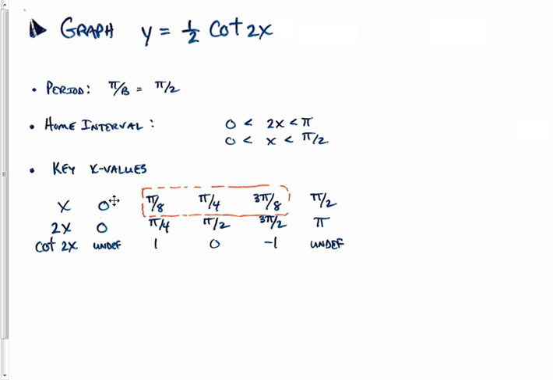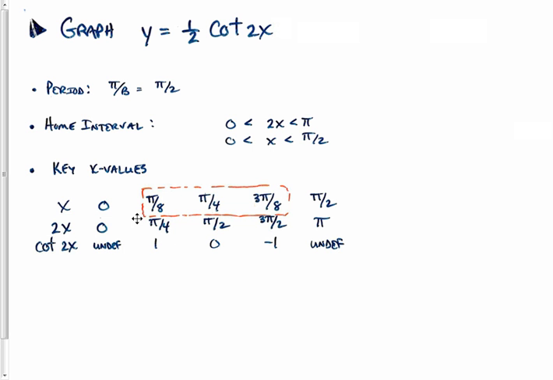So if x is 0, 2 times x is 0. If x is pi over 8, 2 times x is pi over 4. If x is pi over 4, 2 times x is pi over 2, and I've extended that all the way across, as you see. Now, the cotangent of 2x, the cotangent of 0 is undefined because the cotangent of 0 is cosine of 0 divided by sine of 0. And sine of 0 is 0, so that would give a denominator of 0.